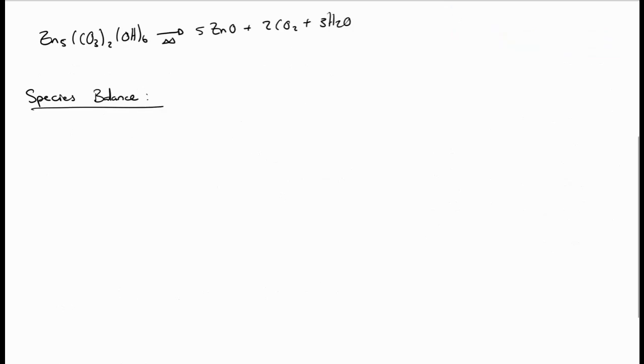Thus, when we're going to do a species balance, the easiest one to do would be for the silicon dioxide. And we can thus say that 10 kilograms of the silicon dioxide is going out, which meant 10 kilograms of the silicon dioxide came in.